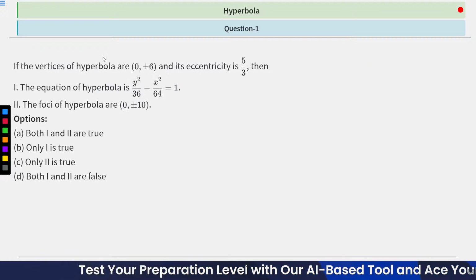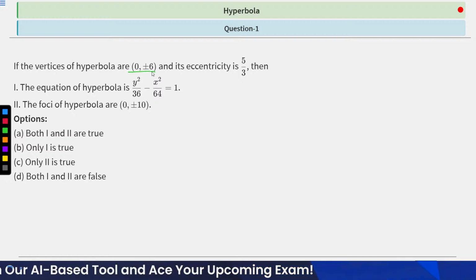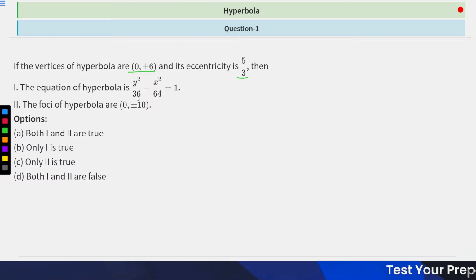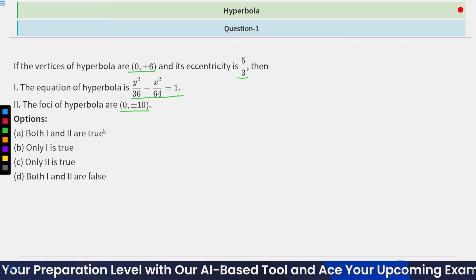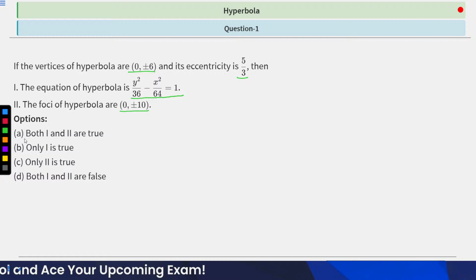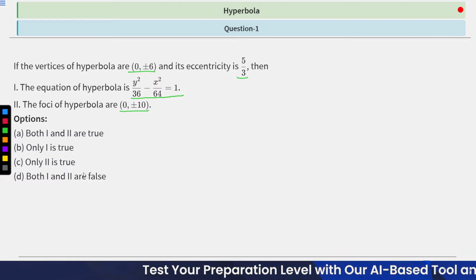Now, the first question: if the vertices of a hyperbola are (0, plus minus 6) and eccentricity is 5 by 3, then first, the equation of the hyperbola is y square by 36 minus x square by 64 is equal to 1. Second, the foci of the hyperbola are (0, plus minus 10). You have to answer which option among these is correct. A says both 1 and 2 are true. B says only 1 is true. C says only 2 is true. And D says both are false statements.